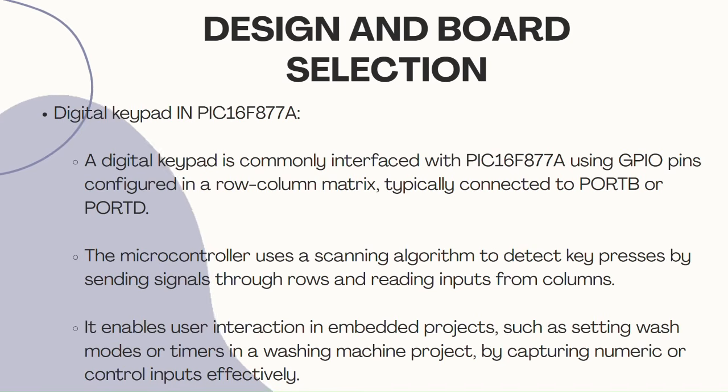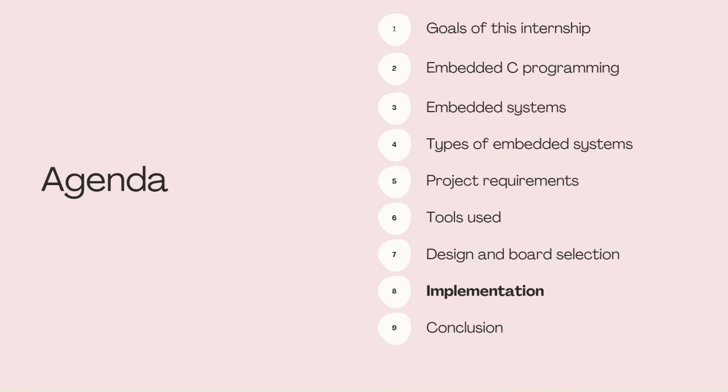A digital keypad is commonly interfaced with this microcontroller using GPIO pins configured in a row-column matrix, typically connected to port B or port D. The microcontroller uses a scanning algorithm to detect key presses by sending signals through the rows and reading inputs from the columns. It enables user interaction in embedded projects such as setting wash modes or timers in a washing machine project by capturing numeric or control inputs effectively. Now let's look at the implementation of this project.